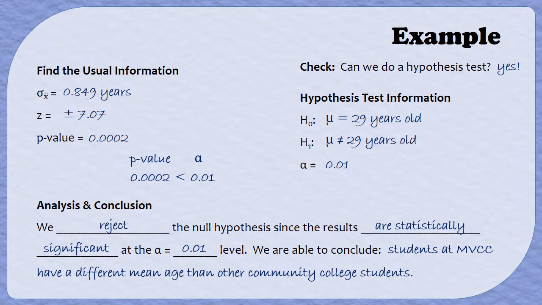Please make sure that when you're drawing a conclusion for a hypothesis test, you do relate back to the context of the problem. It's not enough to say we're able to conclude mu is not 29 years old. I need to know, well, the mean of what? What were you comparing your values to? In this case, we were comparing students at MVCC with other community college students in general.